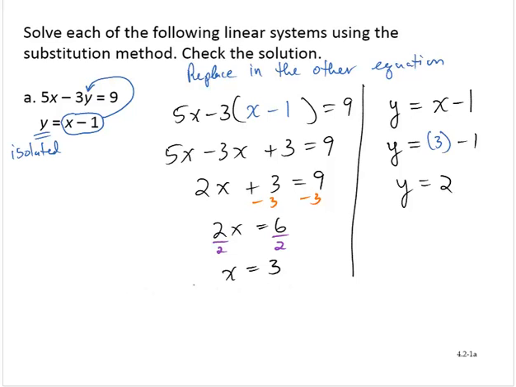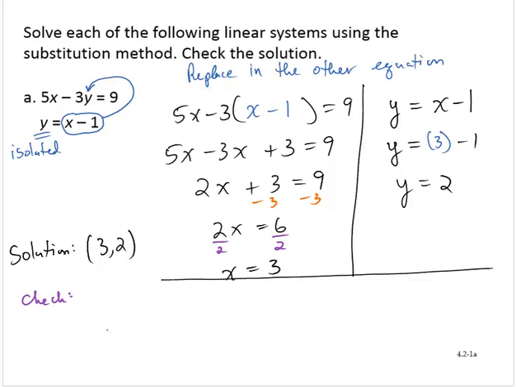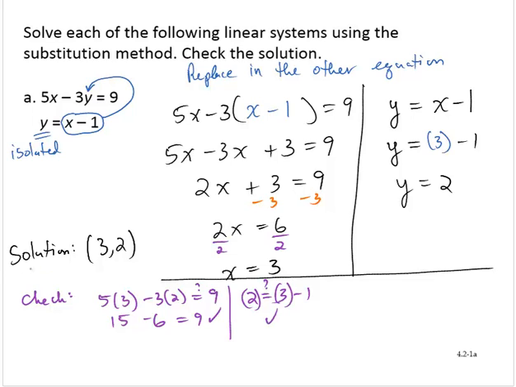So we think, from this point, that the solution is the ordered pair 3, 2. Let's check our work. Is 5 times 3 minus 3 times 2 equal to 9? 15 minus 6 does equal 9. That checks out. Let's check in the second equation. Is 2 equal to 3 minus 1? Yes, it is. So we can be confident in our solution at 3, 2.